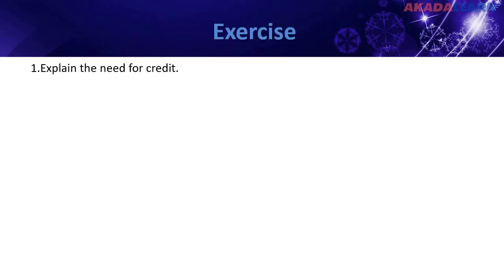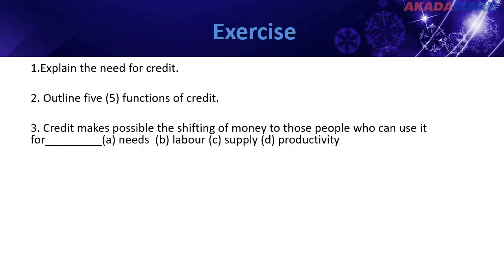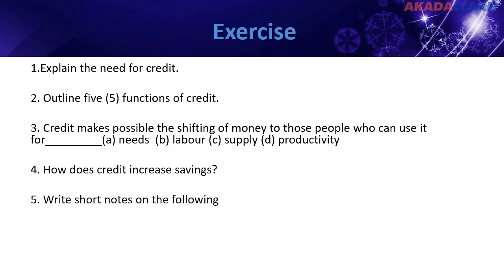And before we end this class, let's take a quick exercise. Question 1. Explain the need for credit. 2. Outline 5 functions of credit. Question 3. Credit makes possible the shifting of money to those people who can use it for A. Needs, B. Labor, C. Supply, and D. Productivity. Question 4. How does credit increase savings? And 5. Write short notes on the following. A. Promissory note, B. Check, and C. Letter of credit. Good luck.